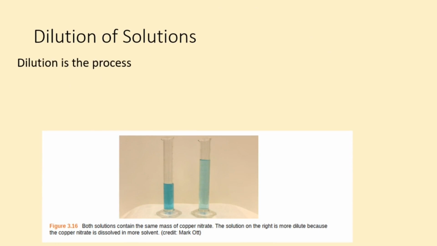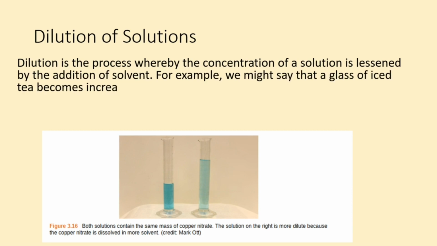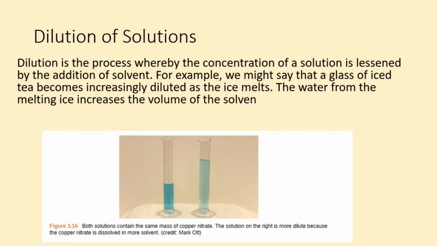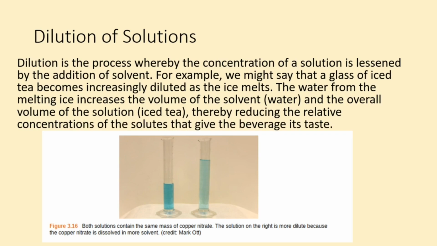Dilution is the process whereby the concentration of a solution is lessened by the addition of solvent. For example, we might say that a glass of iced tea becomes increasingly diluted as the ice melts. The water from the melting ice increases the volume of the solvent, water, and the overall volume of the solution, iced tea, thereby reducing the relative concentrations of the solutes that give the beverage its taste.